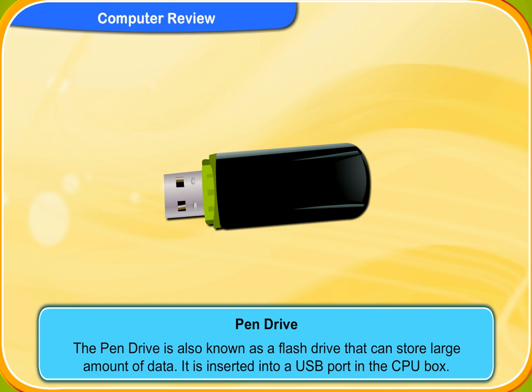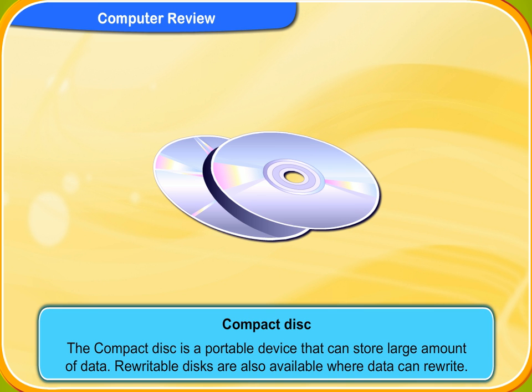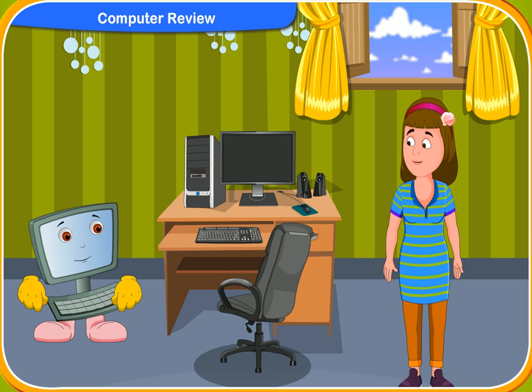The pen drive is also known as a flash drive that can store large amount of data. It is inserted into a USB port in the CPU box. The compact disc is a portable device that can store large amount of data. Rewritable disks are also available where data can be rewritten.